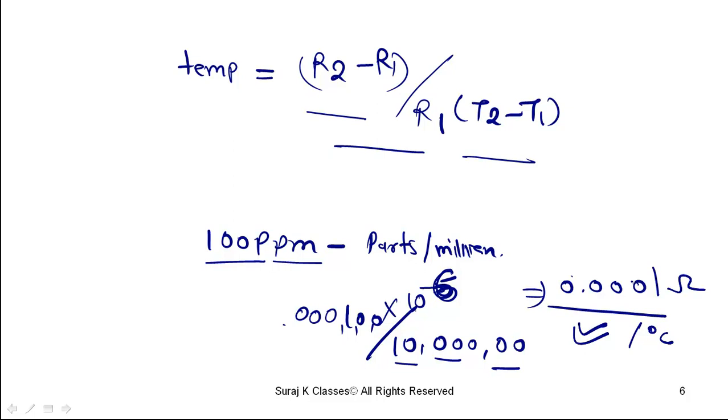I hope you understood the concept of resistors. I hope you also understood what this resistance is and how this resistance can be calculated from just the color code lines. So I think the things are clear to you now.